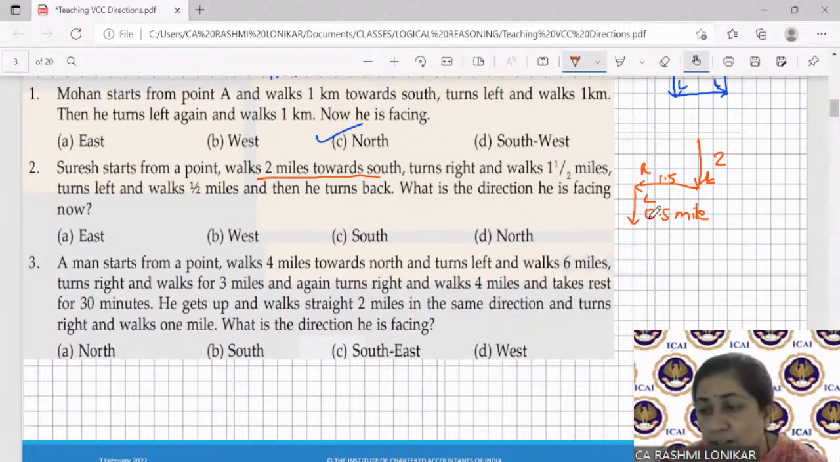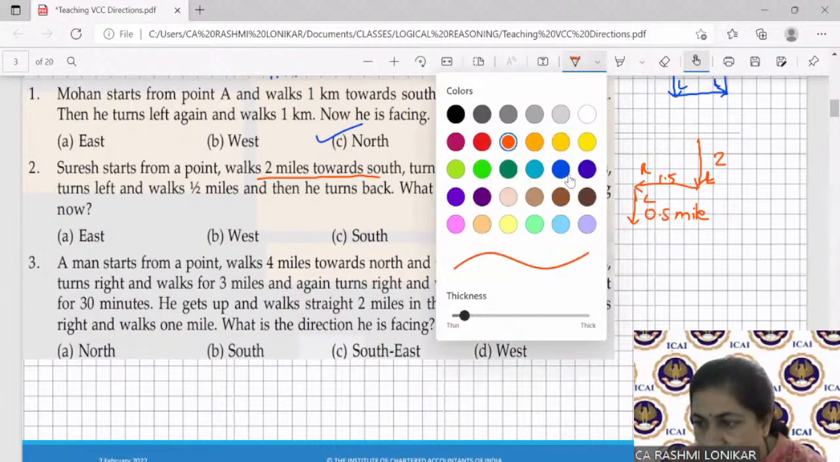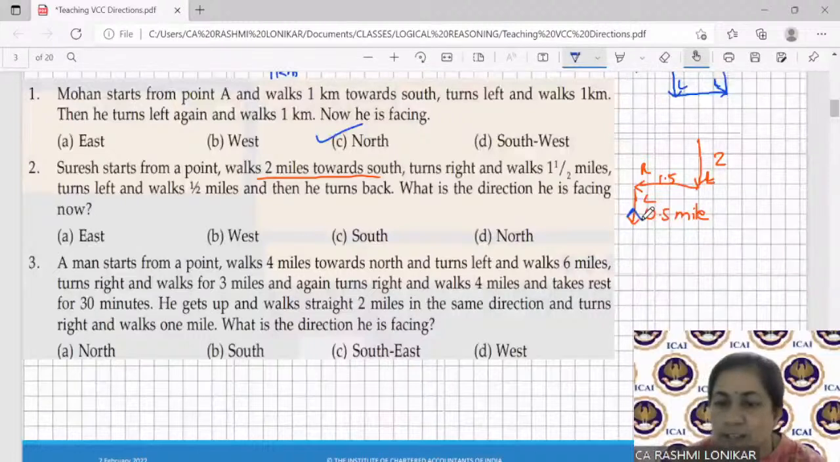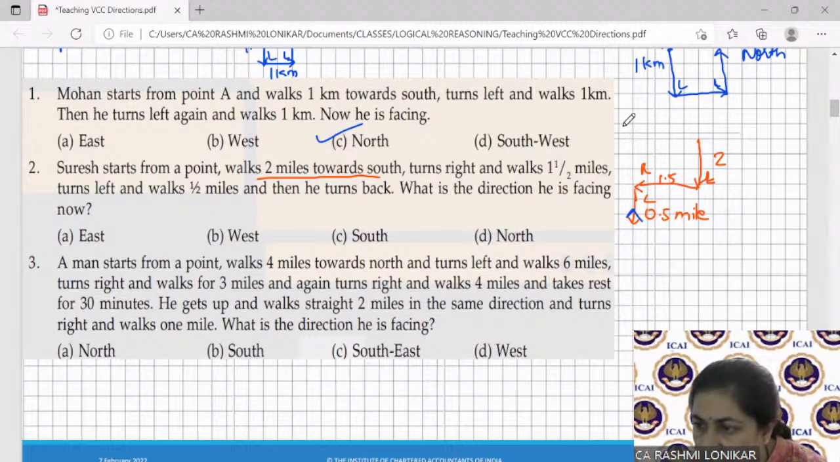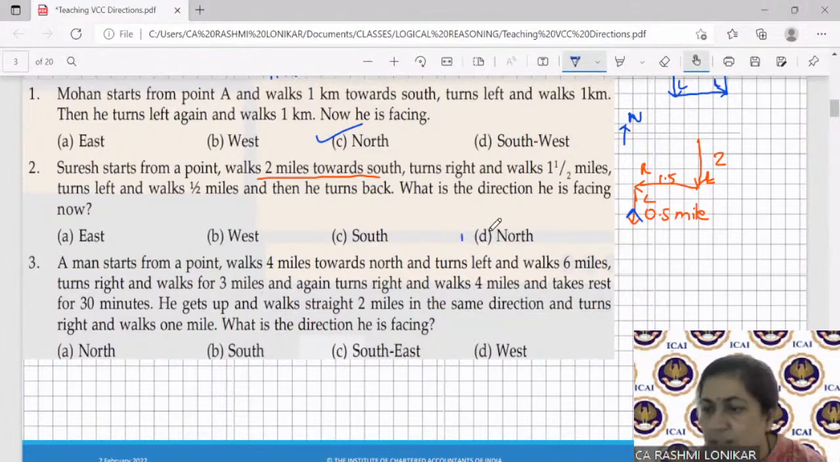Then he turns back. So he's going this direction, but he turns back. So what will happen now? Instead of this direction, his direction will be this direction. So which direction is he facing? He's facing this direction, and we know this is north. He's facing north. So D will be the correct answer.